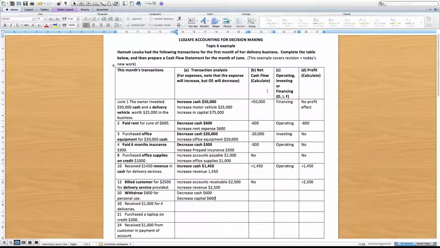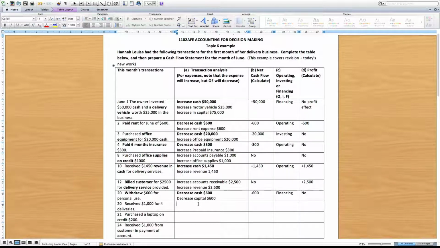Now in terms of cash flows, we're after that effect that has cash involved. So decrease in cash means we're going to have minus $600. Operating, investing or financing? Again, look to your second item to help you classify. We have a capital account here, which is part of equity. Equity means we're working with a financing activity. Profit calculation, are we dealing with a revenue or an expense? No, we're not. So there are no implications for profit here.